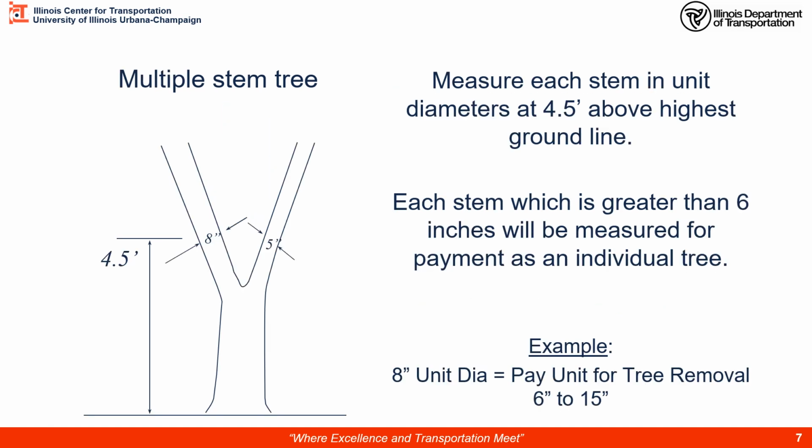Now the previous example was for a single stem tree. Here we have a multiple stem tree. Again, you're going to come 4.5 feet off the ground, the highest point, and determine where that is, and then measure the diameter of the different branches. Anything below 6 will not be considered as far as tree removal quantity in unit diameters. In this case, we have one leg here that is 8 inches, the other is 5. That means we have 8 unit diameters in the 6 to 15 group. The 5-inch would be considered clearing.